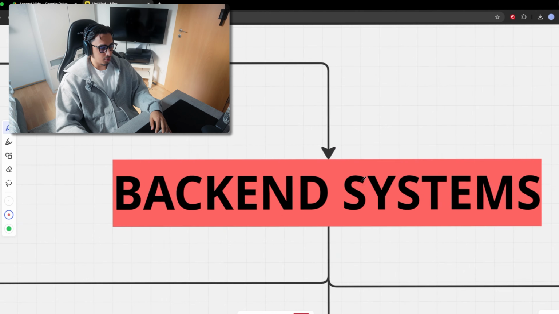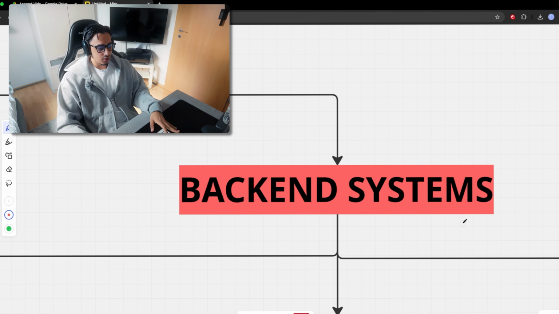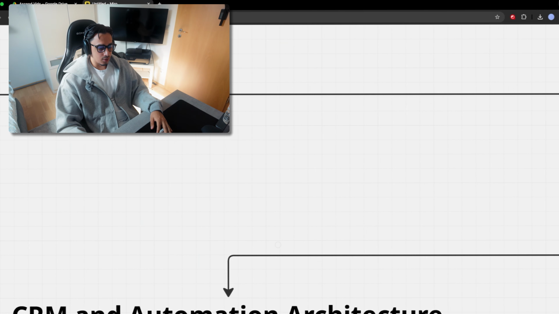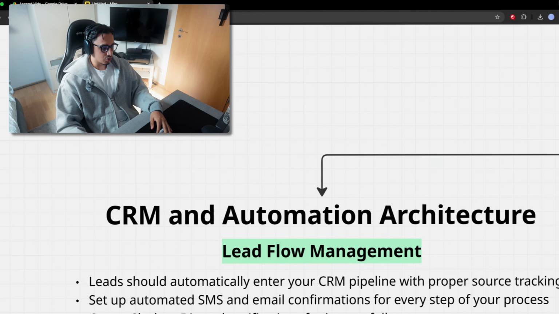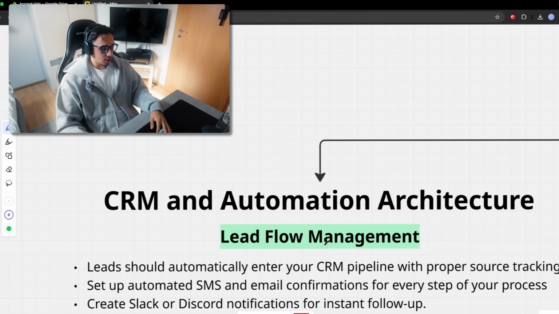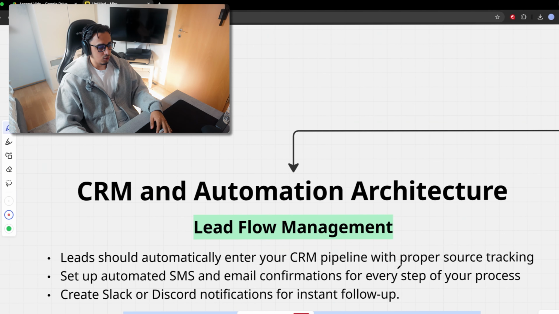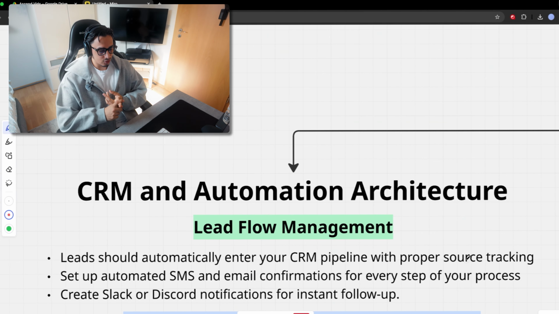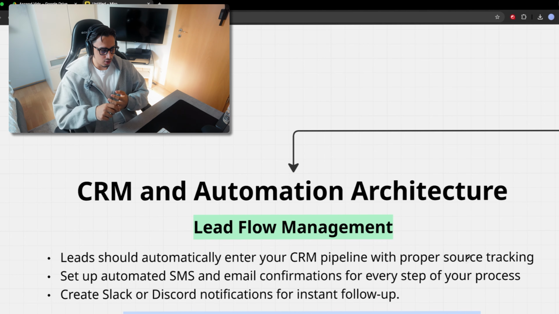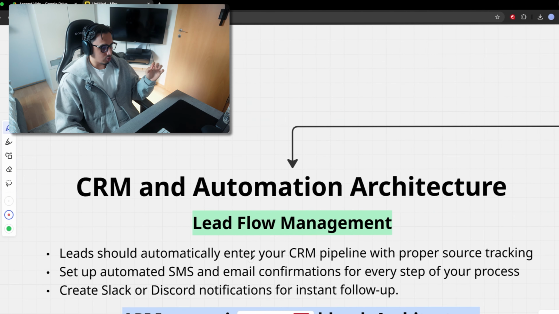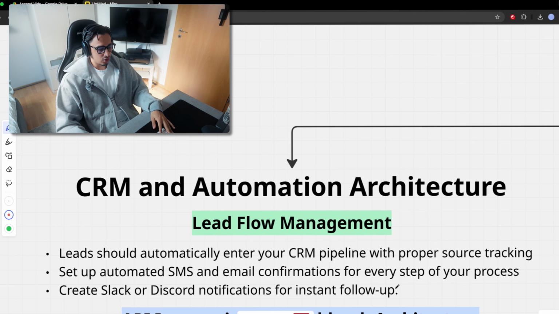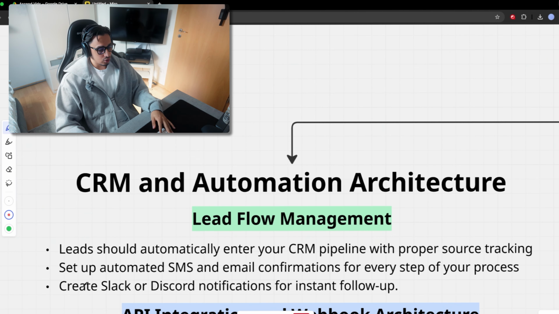All right, let's go into the backend systems. This is the part that most of you neglect because it's just too complicated, but you need to have it. First, let's talk about CRM and automation architecture. For lead flow management, whenever a lead comes in, it should automatically enter your CRM pipeline with proper source checking. So where exactly did he come from? What video did you watch? All that stuff. And then you need to set up automated SMS and email confirmations for every step of your process. Also, create a Slack or Discord notification for instant follow-up.